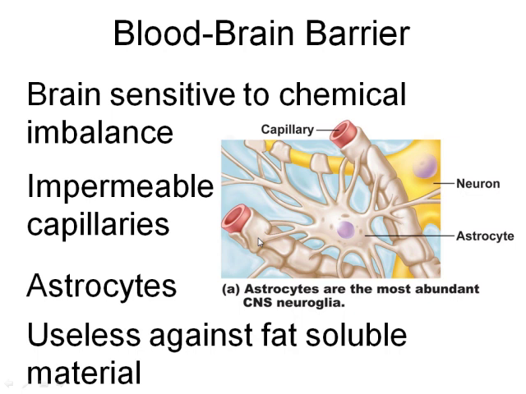Now, the blood-brain barrier is useless against anything that's fat-soluble because all of the cell membranes, remember, are basically lipids. So anything that's fat-soluble will just pass right through here. Alcohol is fat-soluble, so alcohol can get directly into the brain tissue, and it is toxic to brain cells.